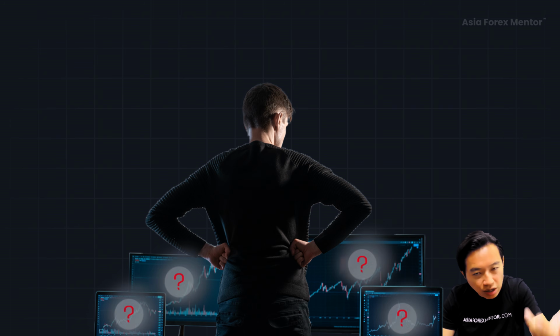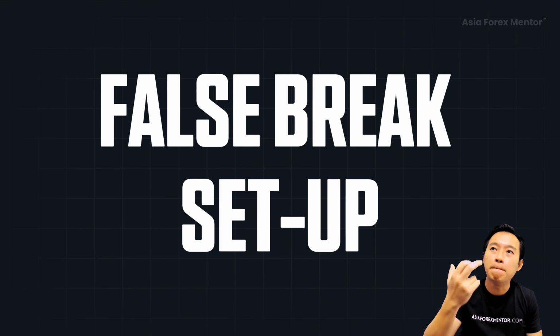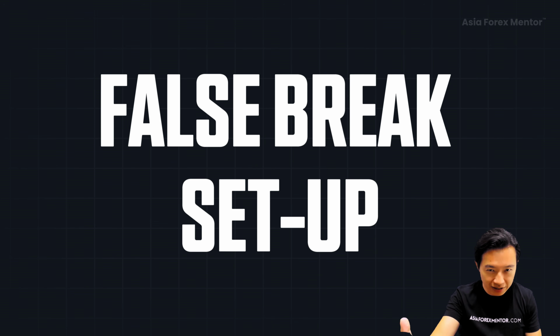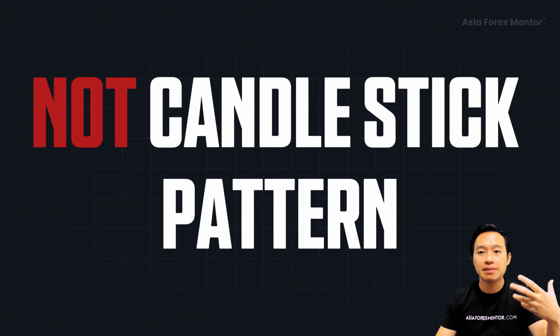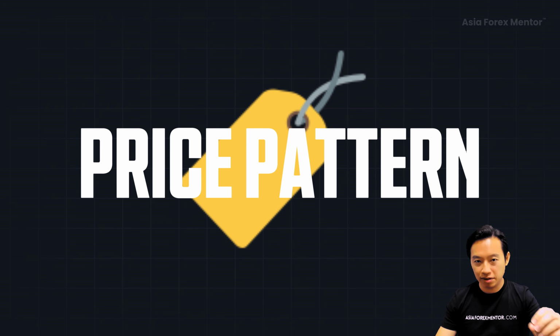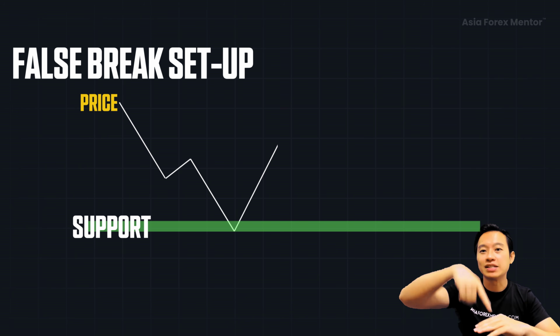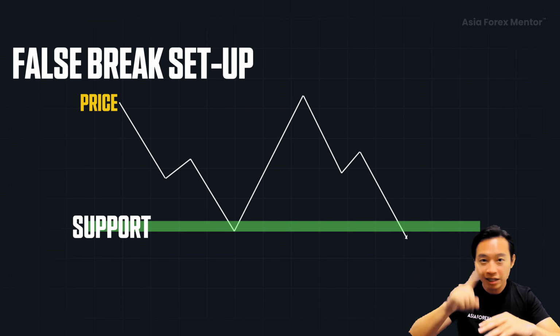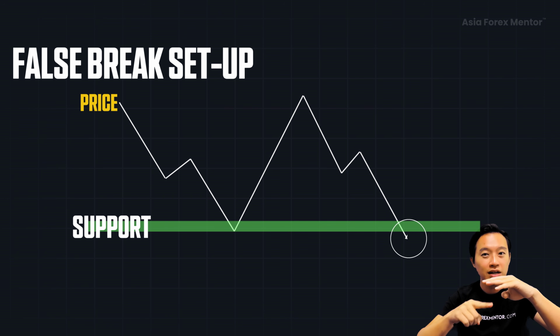The false break kills a lot of traders. So why don't we have a false break trading setup? A false break, I'm not talking about a candlestick pattern. This is a price pattern. Here's what happens, and here's what really matters. Price drops to the support, it bounces up, and then it comes back down. This time around, it dips below the support.